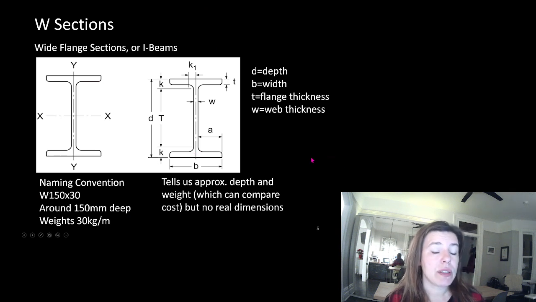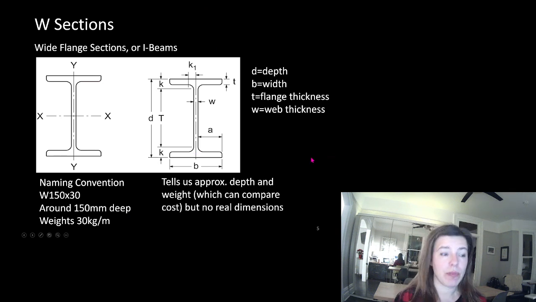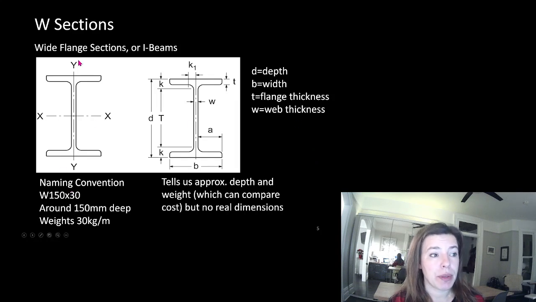All right, so we've talked about this before, but I'm going to say it again. The naming convention for W sections. Okay, so wide flange sections or I-beams. You'll often hear them called I-beams because they look like an I. D is depth, so that's the depth. B is the width. T is the flange thickness and W is the web thickness.